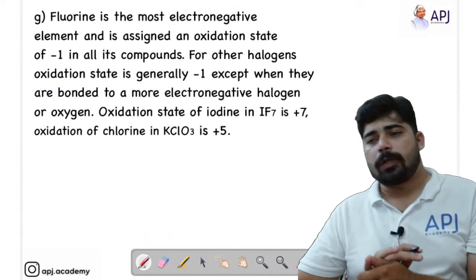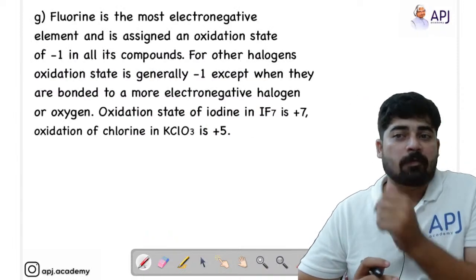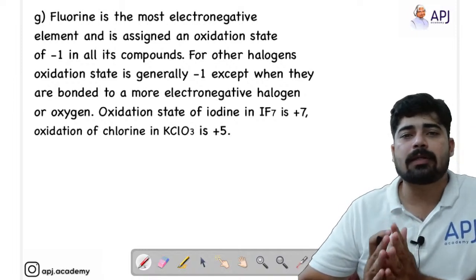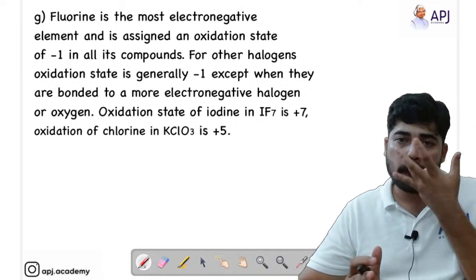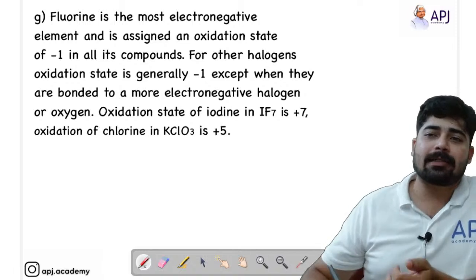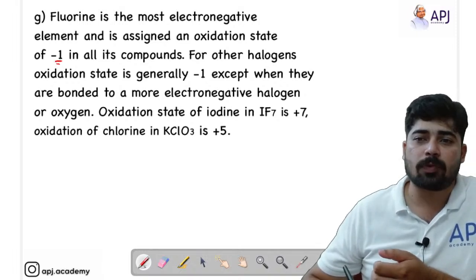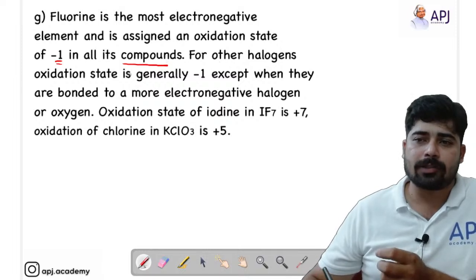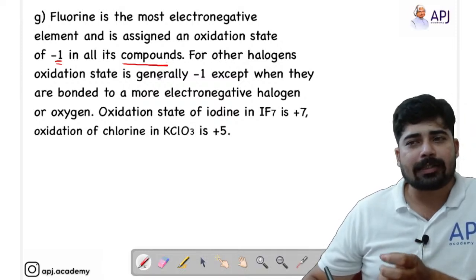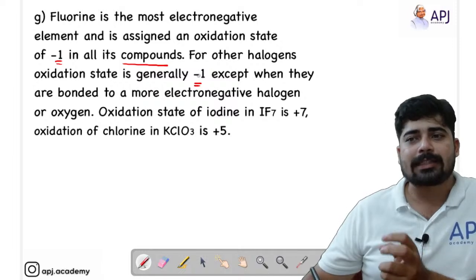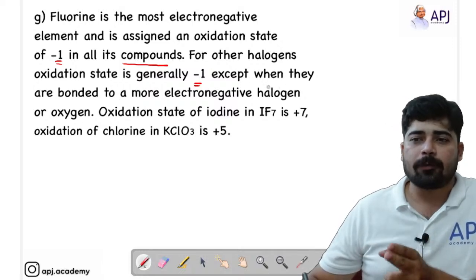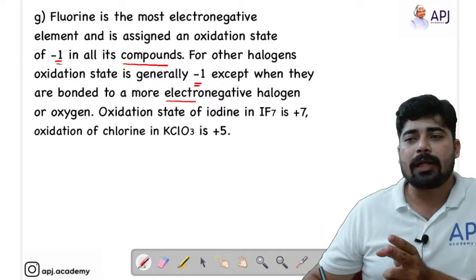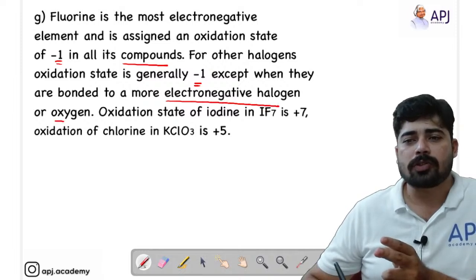Fluorine, as you all know, is the most electronegative element. And it is assigned an oxidation state of -1 in all its compounds. For other halogens also, the oxidation state is generally -1, except in two cases: when they are bonded to a more electronegative halogen or oxygen.